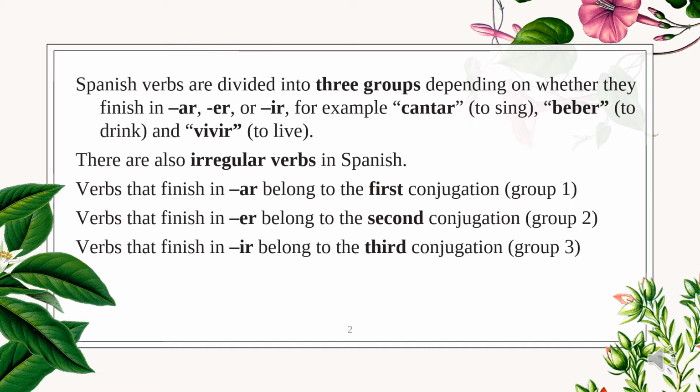Verbs that finish in AR belong to the first conjugation. Verbs that finish in ER belong to the second conjugation, and verbs that finish in IR belong to the third conjugation. In other words, to make it simpler, verbs that finish in AR belong to group 1 because A is the first vowel. Verbs that finish in ER belong to group 2 because E is the second vowel. And verbs that finish in IR belong to group 3 because I is the third vowel.